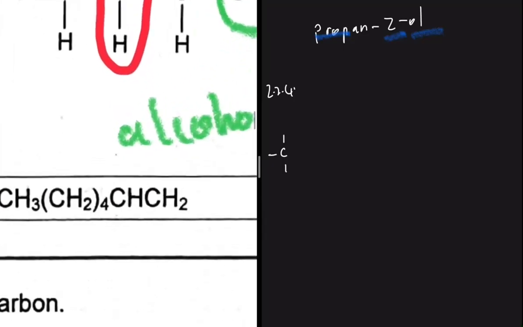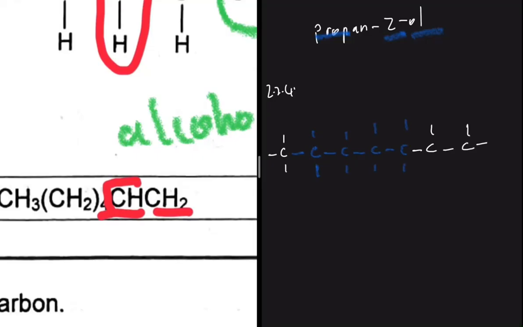Then we have CH2, and these 4 on the outside simply mean that we have 4 of CH2. So let's put that in our structural formula. We have a carbon and 2 hydrogens, that's the first one. A carbon, 2 hydrogens, a carbon, 2 hydrogens, and there goes the last one. And then we come to this CH right here. So C and a hydrogen, and then we have this CH2 at the end, so C and 2 hydrogens.